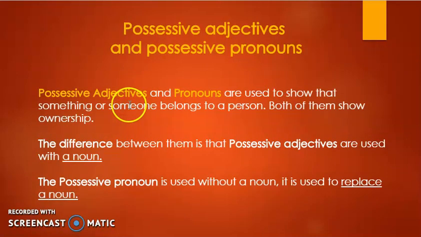Possessive adjectives and possessive pronouns are used to show that something or someone belongs to a person. Both of them show ownership.